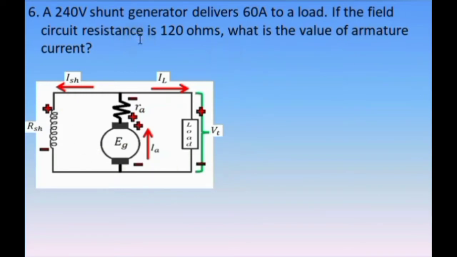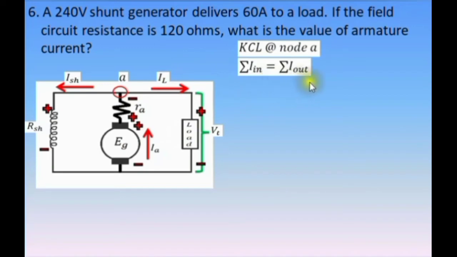Analyzing this problem, we use Kirchhoff's law at this node. Let's indicate this as node A. Kirchhoff's current law at node A, that is summation of current in equals summation of current out. Analyzing at this node, IA is entering, IL and ISH are exiting. So we have IA equals IL plus ISH. Again, the load current is given as 60 amperes. Before we can solve the armature current, let's solve the shunt field current first.